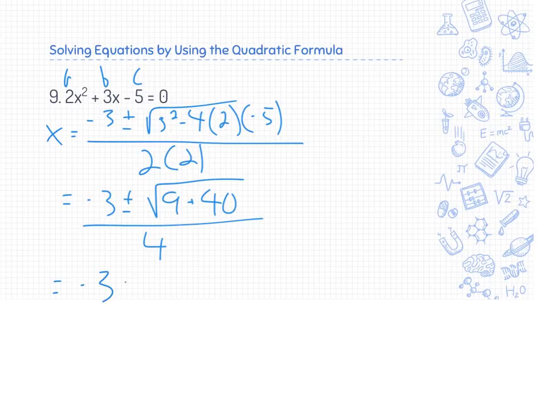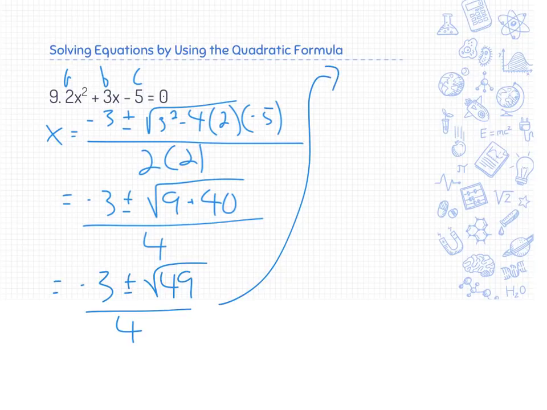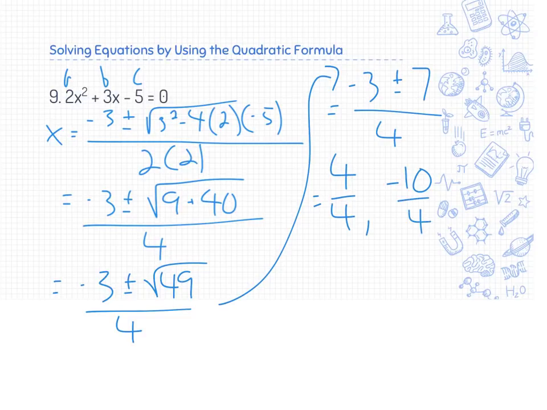Then simplify again, so we get negative 3 plus or minus the square root of 49 all over 4. And then taking the square root of 49, that brings us to negative 3 plus or minus 7 over 4. Then negative 3 plus 7 is 4 over 4, and negative 3 minus 7 is going to be a negative 10 over 4. Simplifying that down, 4 over 4 is 1, and negative 10 over 4 becomes negative 5 over 2.